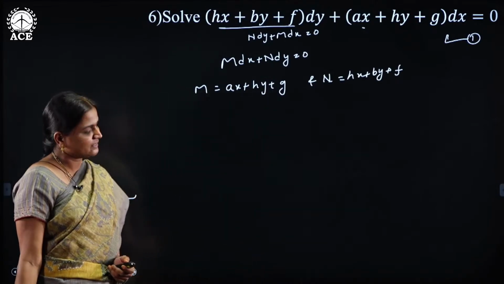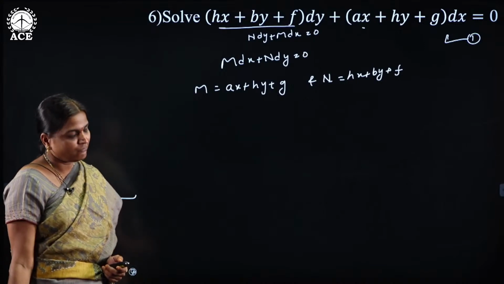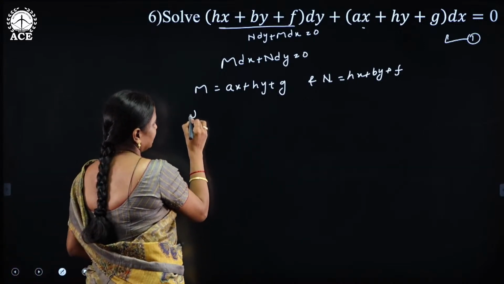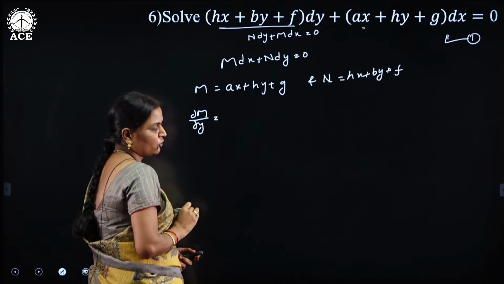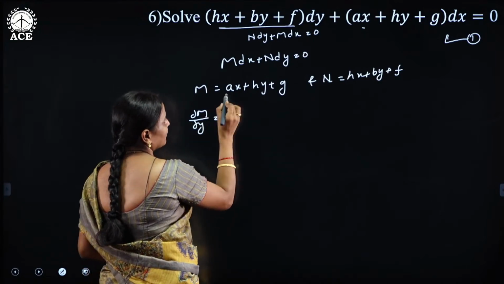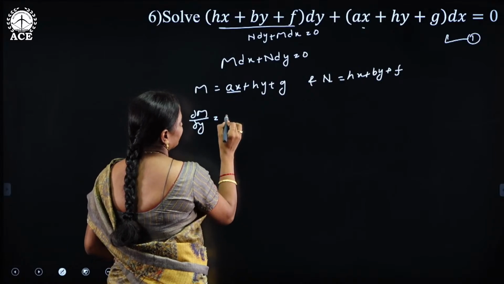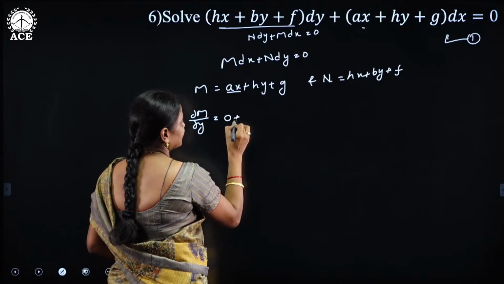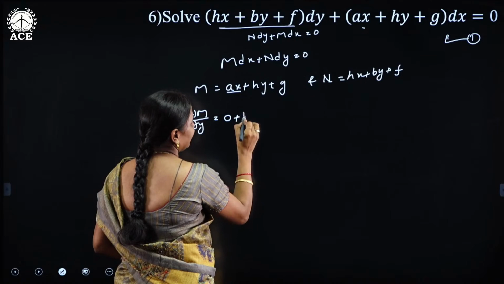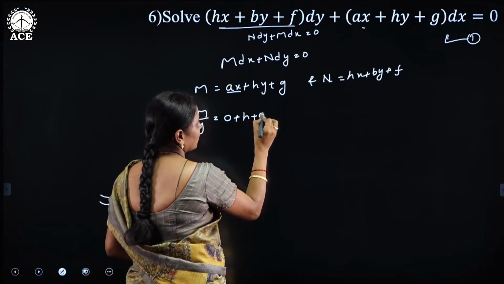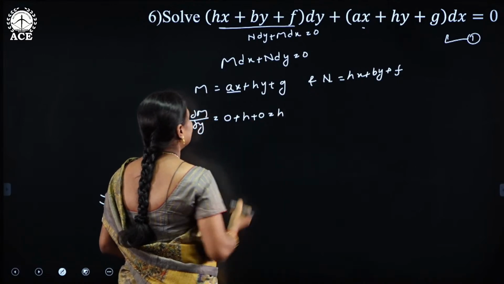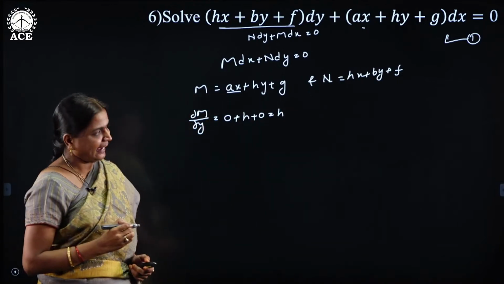For exactness, first differentiate M with respect to y. That is, find ∂M/∂y. So, what is ∂M/∂y? Here differentiation is performed with respect to y. This differentiation is 0 plus differentiation of y is 1. Its coefficient is h. Here g is the constant. Differentiation of constant is 0. So, totally ∂M/∂y is equal to h.